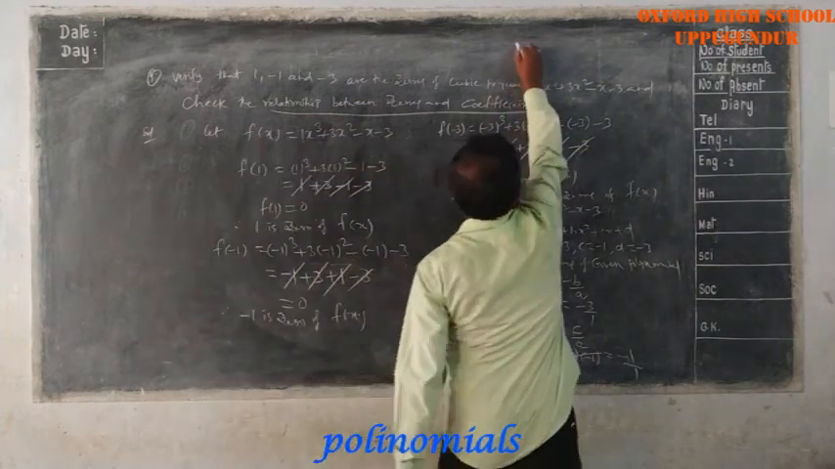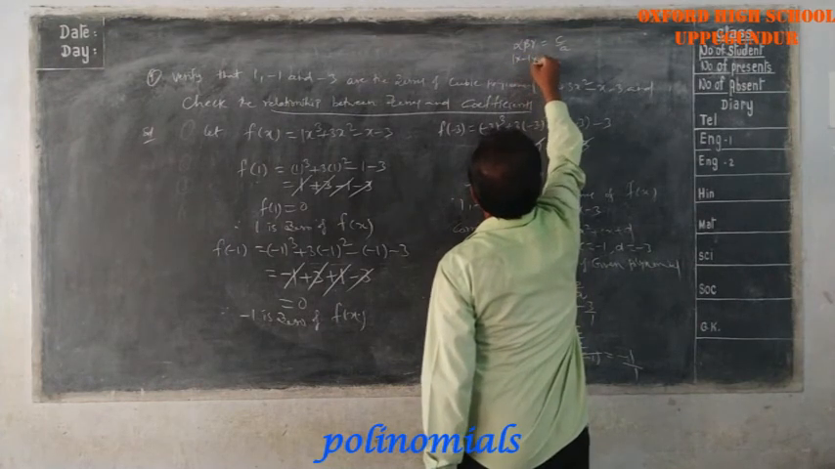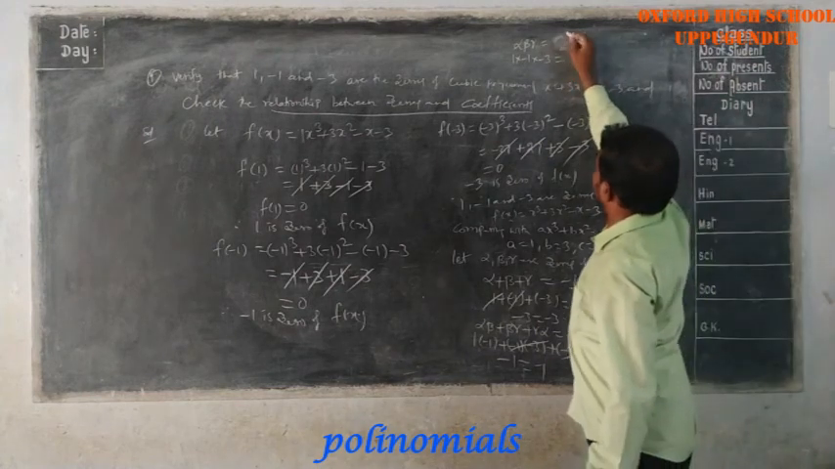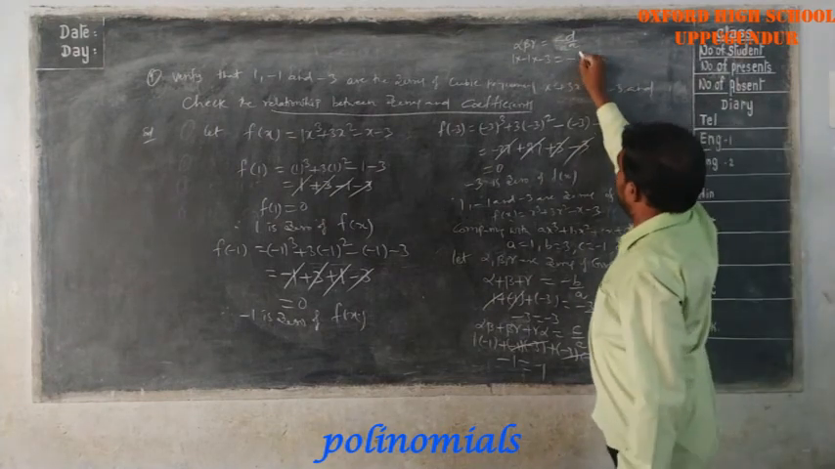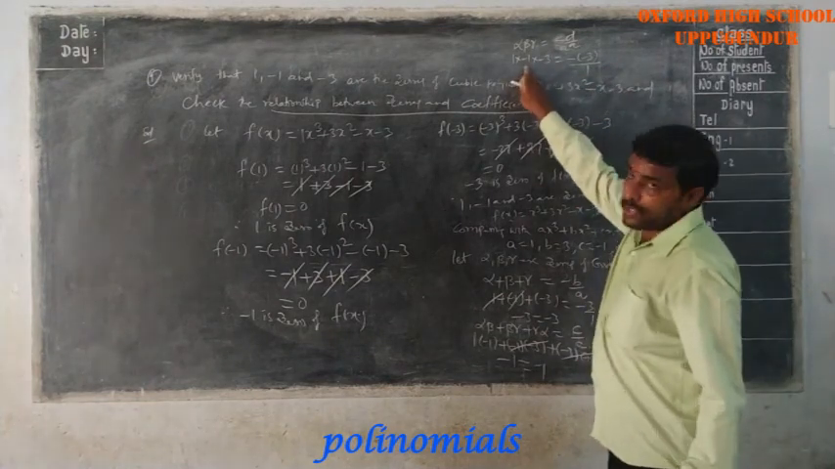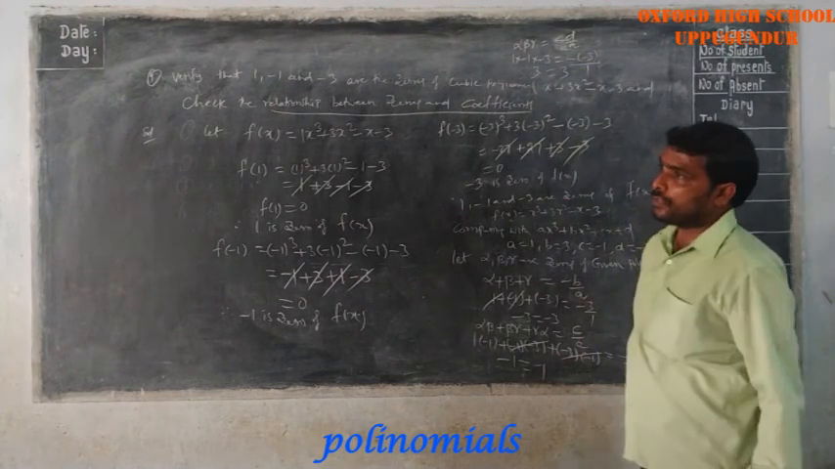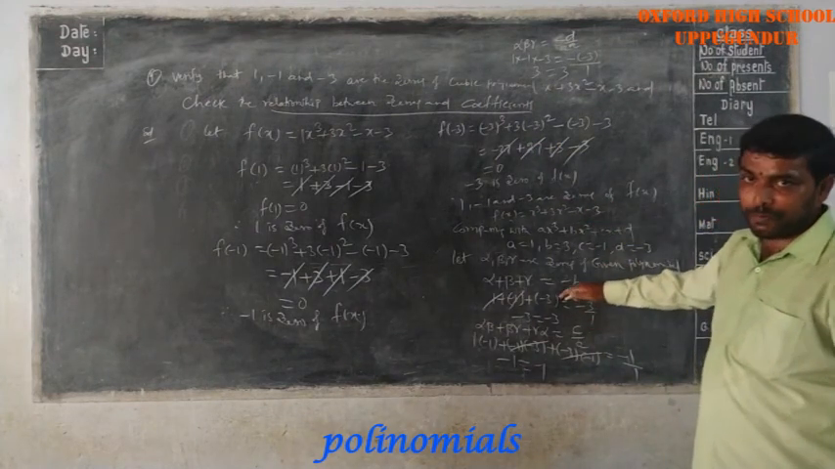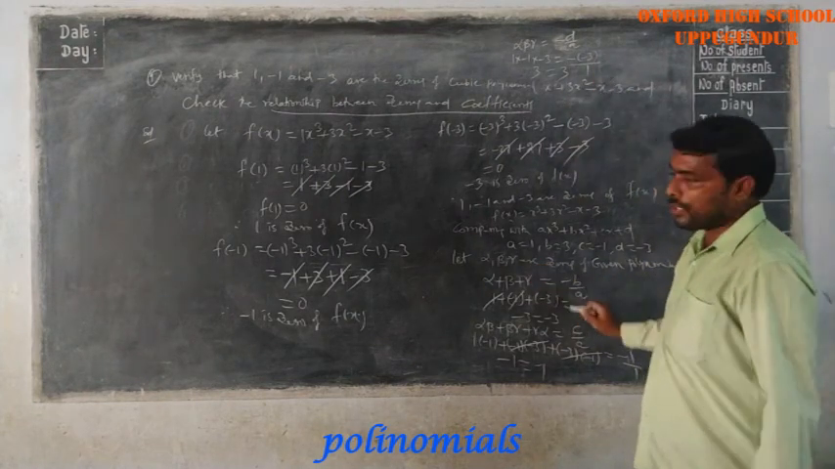Next, product of the zeros. Alpha beta gamma equal to, sorry, minus d by a. Minus d value is minus of minus 3 by 1. So 1 into minus 1 into minus 3, 3, equal to minus of minus 3, which is 3. So in this way we can verify sum of the zeros, sum of product of the zeros taken 2 at a time, product of zeros by using alpha, beta, gamma.